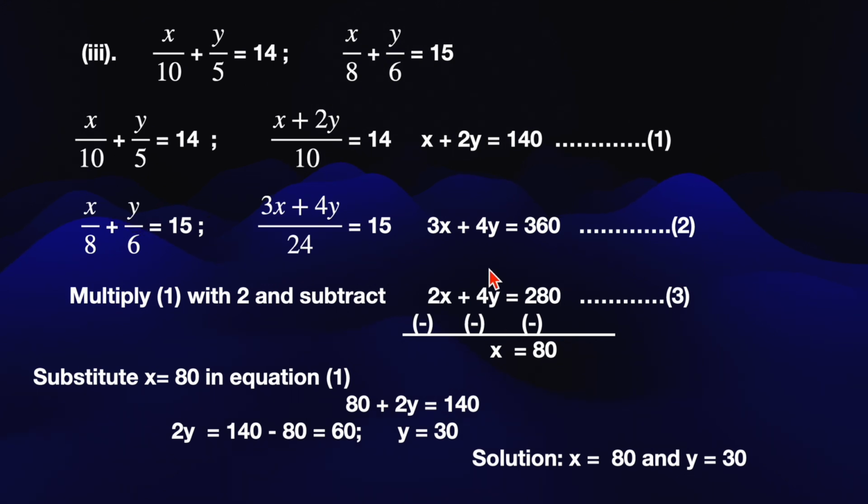Now you write it like this. And here you have to change the sign. So this plus becomes minus, plus becomes minus, plus becomes minus. All three terms you have to change the sign. And then you add: 3x minus 2x is x. This is 0. This will be 80. So x is equal to 80.